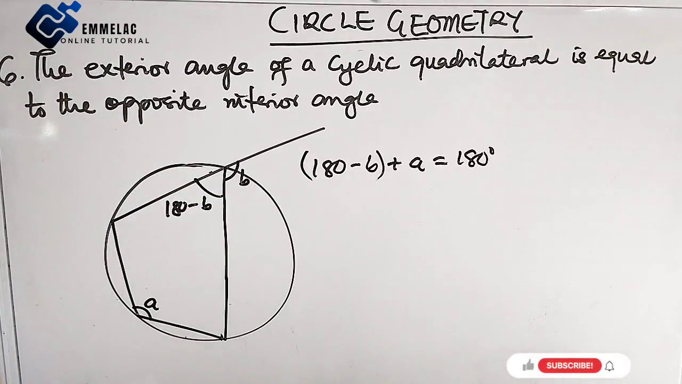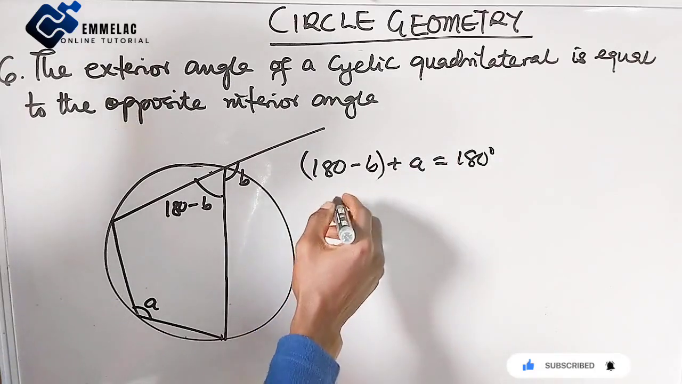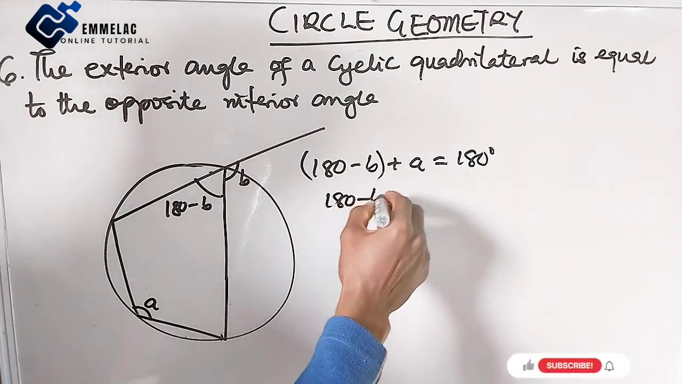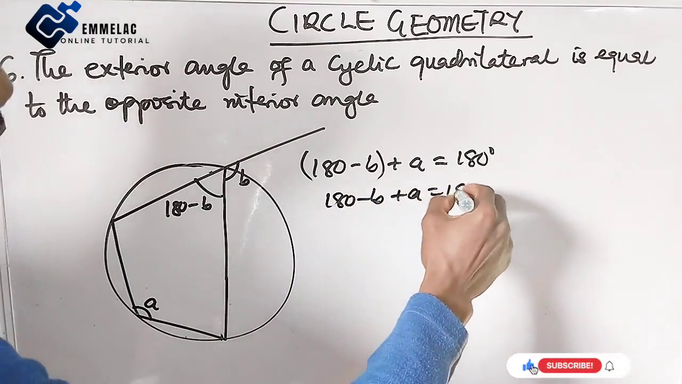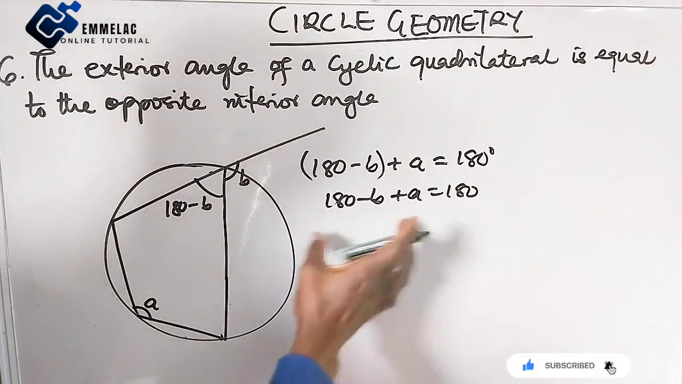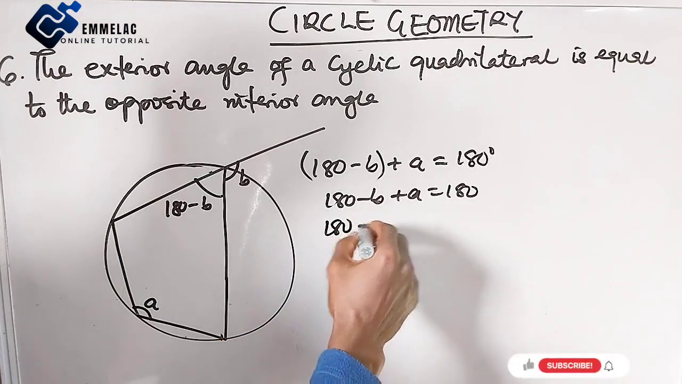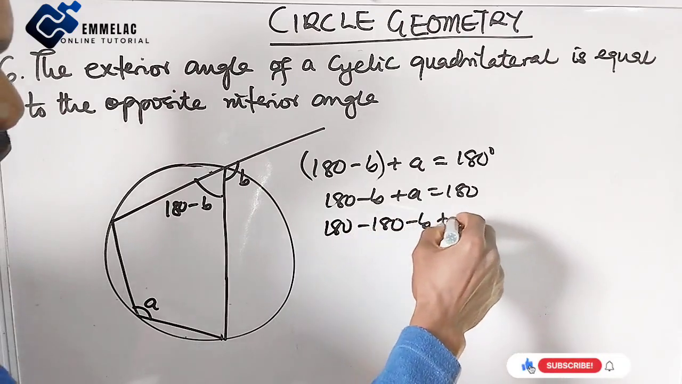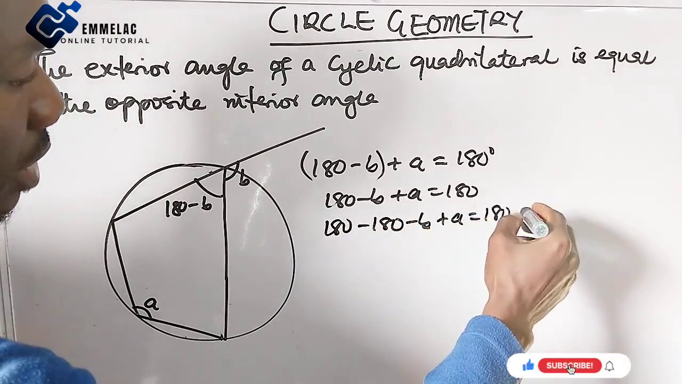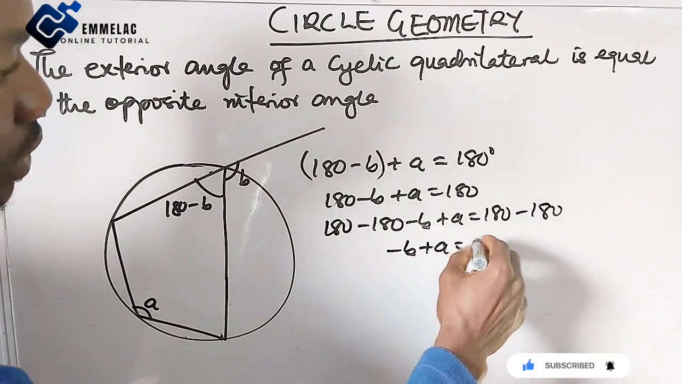All right, so that also will satisfy that, which is here. Let us subtract both sides by this. So here we have 180 minus b plus a equals 180. Okay, so right here we can now subtract 180 from both sides: 180 minus 180 minus b plus a equals 180 minus 180. So here we have minus b plus a equals 0.